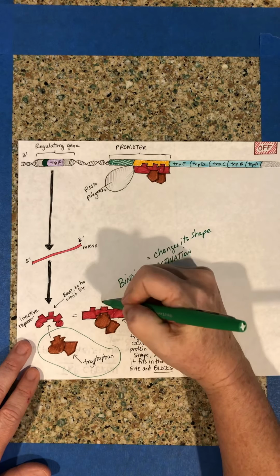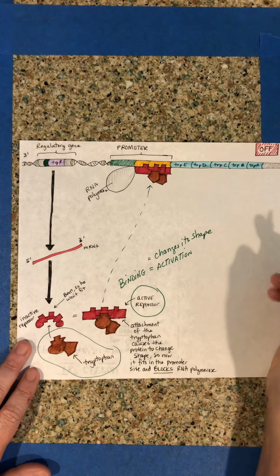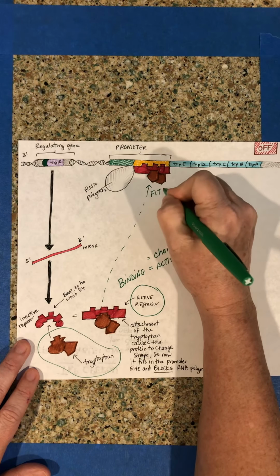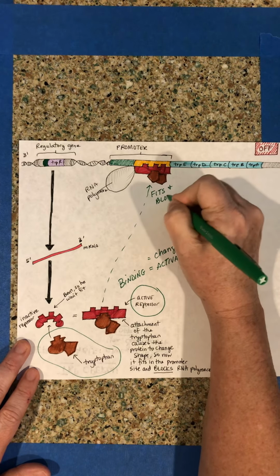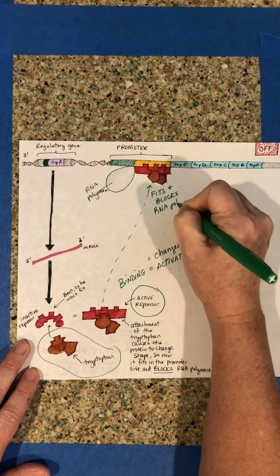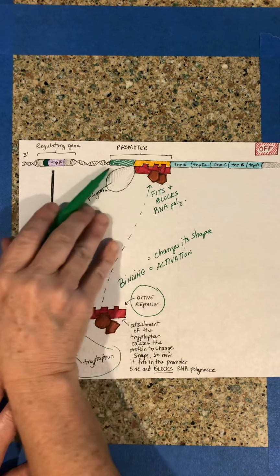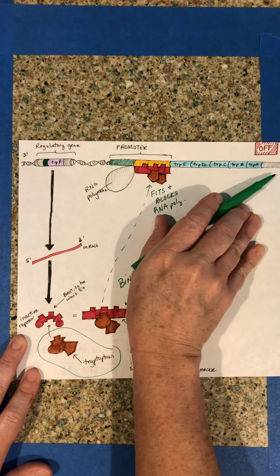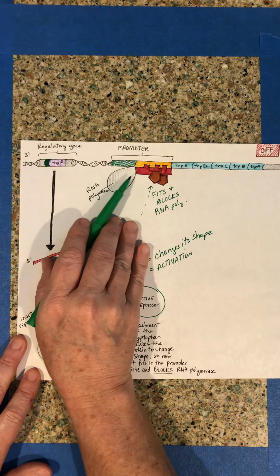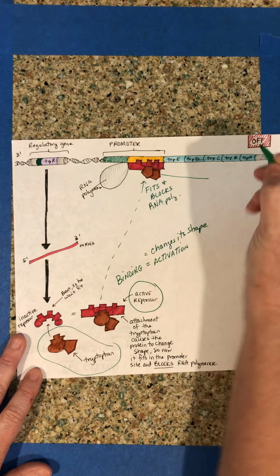And now this can actually move up here and it fits. And because it fits, it blocks the RNA polymerase. Okay? So when the RNA polymerase is trying to move down this strand and do the transcription, it's stuck. It can't get there.